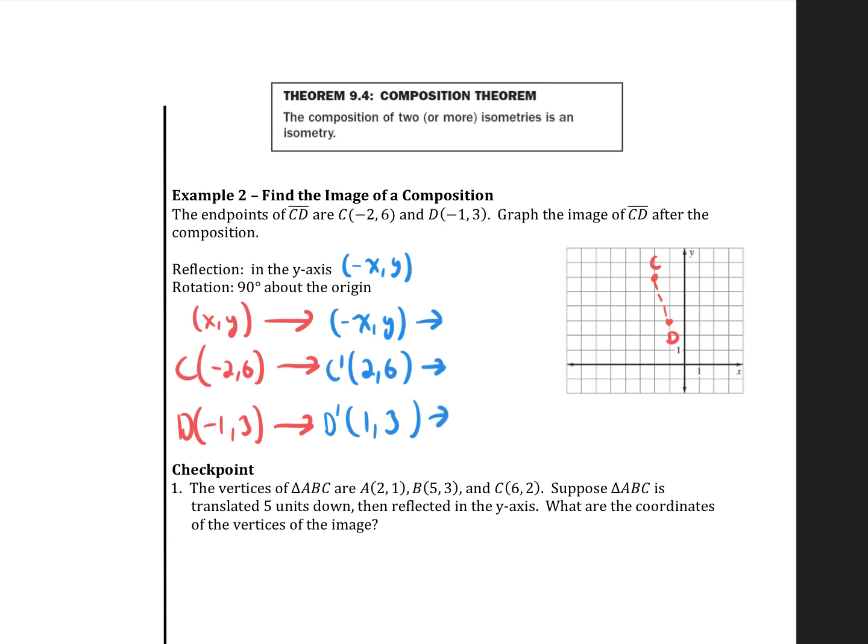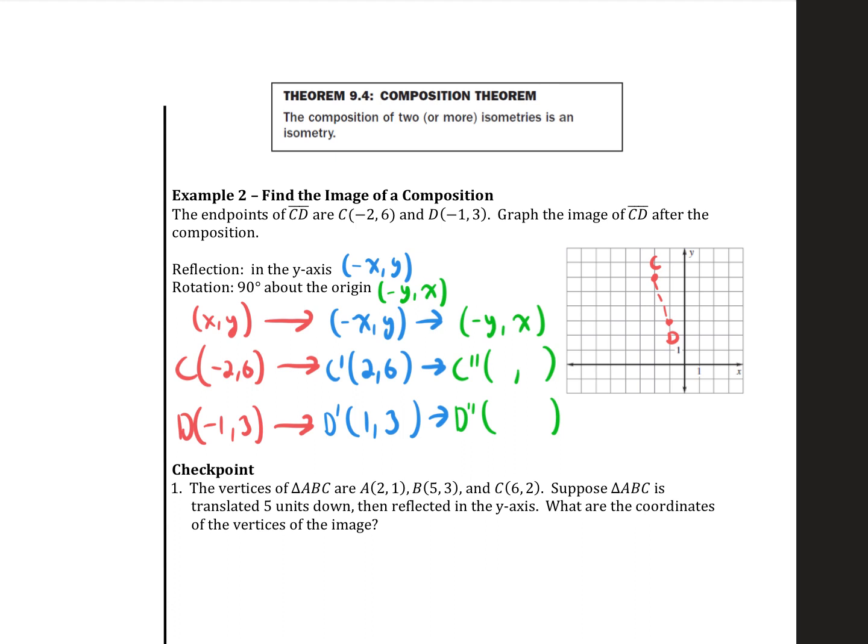And then, last thing we have is 90-degree rotation, which is going to be opposite of y and x. Okay? So, opposite of y and x. So we have C double prime and D double prime. And let's see if we got this here. So, opposite of y, opposite of 2 is negative 2. Opposite of, oh wait, I goofed this up. Let me see here. I goofed something up here.